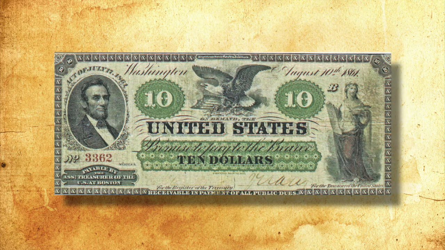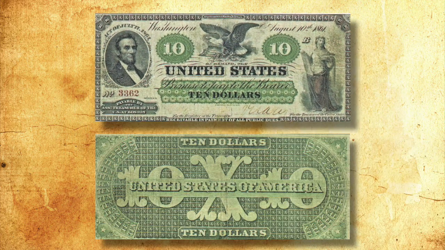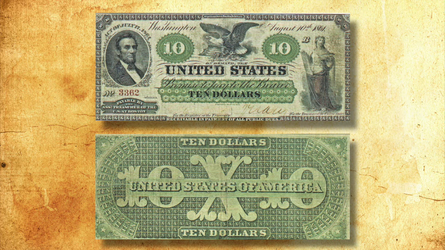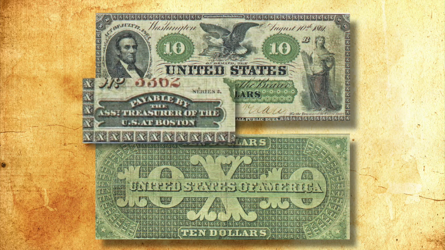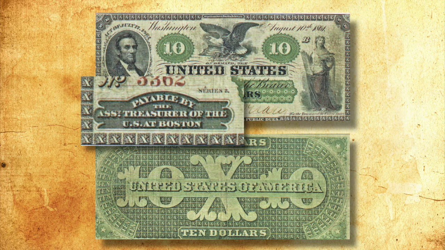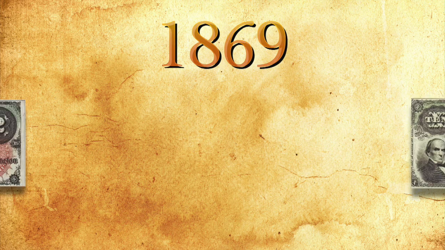Unlike the $2 bill, the 10 actually had a version that predates these, albeit by a year. In 1861, a $10 note known as a demand note was issued. It was not legal tender, but was only redeemable in coin on demand, thus the name. The next major issuance of these bills came in 1869.